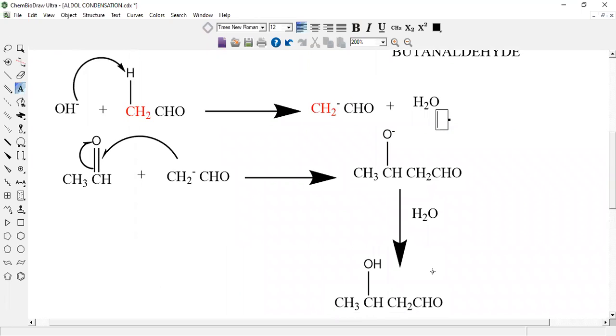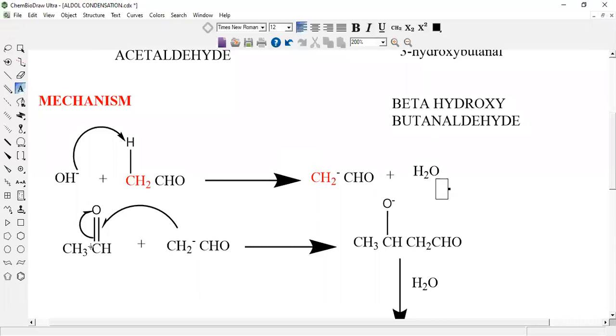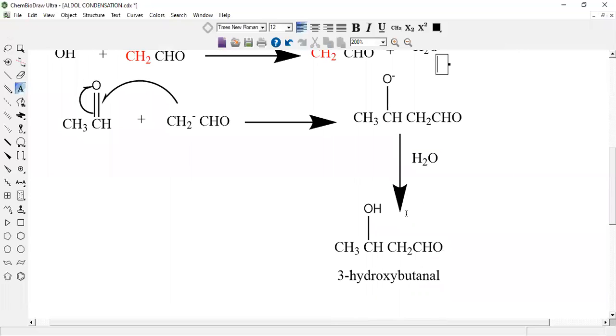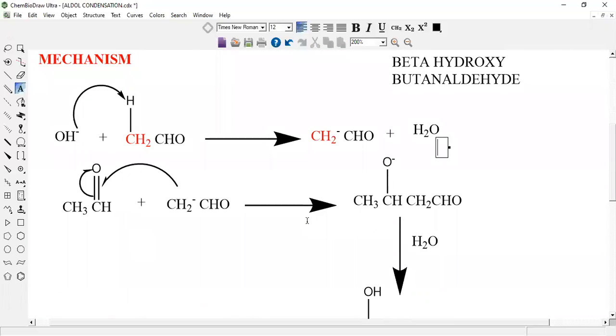First you have to write the mechanism. First you write an acetaldehyde molecule. From this, the hydrogen is picked by this OH minus ion. It converts into the carbanion CH2 minus CHO plus H2O, and this carbanion attacks the carbonyl carbon. Finally, you will get an intermediate product, and this intermediate product in the presence of H2O converts into 3-hydroxybutanal. This is the mechanism of the reaction. Note down this mechanism now.